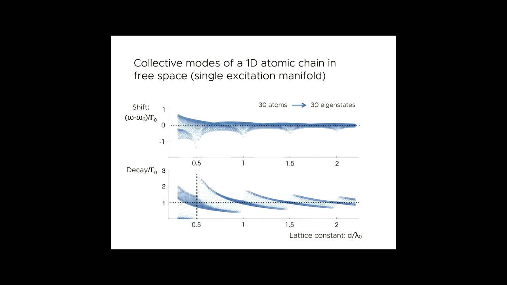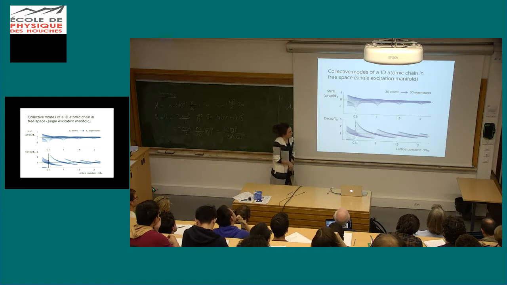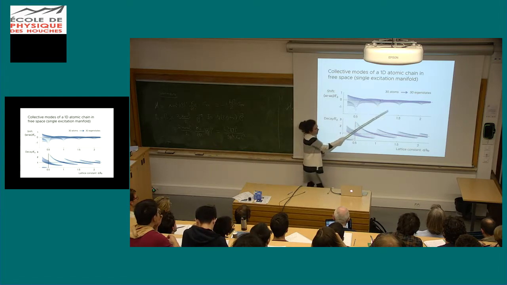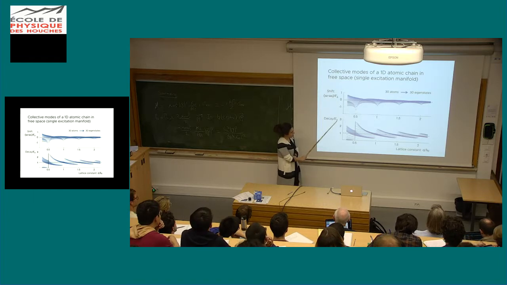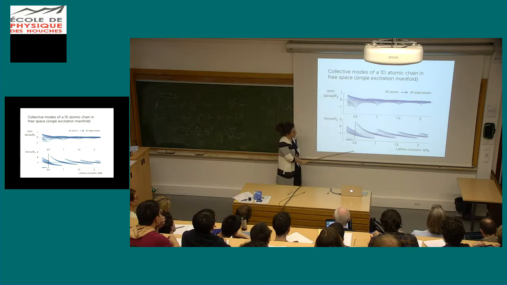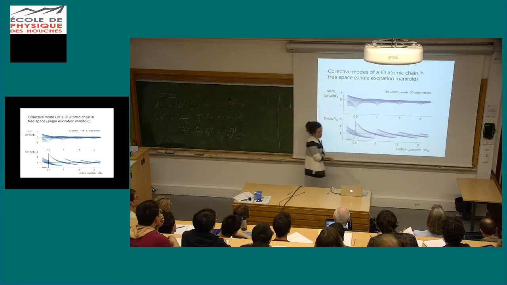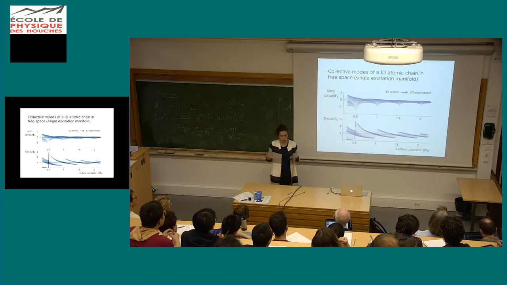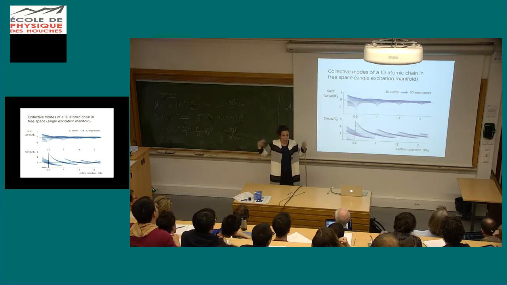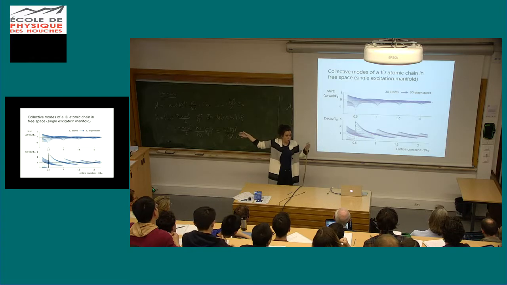As a test, we can take a look at a very simple case: an array of 30 atoms. If I have 30 atoms, my matrix is 30 by 30, so I have 30 eigenstates. I can plot the frequency shift, normalized to the spontaneous emission rate in vacuum, and the decay rate, again normalized to the spontaneous emission rate in vacuum, as a function of the lattice constant, normalized to the resonant wavelength. Imagine that I have atoms that are very far away from each other. They form a lattice, but the distance is 200 lambda 0.